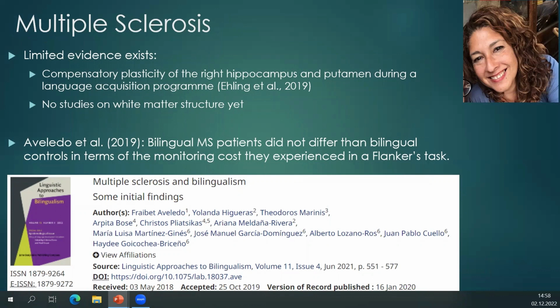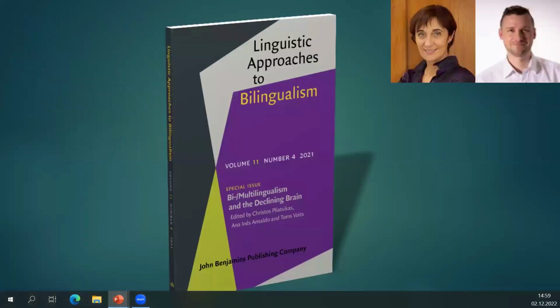And we found that bilingual patients with multiple sclerosis did not differ from bilingual controls when it came to the monitoring cost they experienced in the Flanker task, right? You are probably familiar with the Flanker task. It can be quite taxing. We found that bilingual patients and controls did not differ, whereas monolingual patients were worse than monolingual controls in this task, right? So that was interpreted as evidence for some sort of cognitive reserve for bilingual patients with multiple sclerosis.